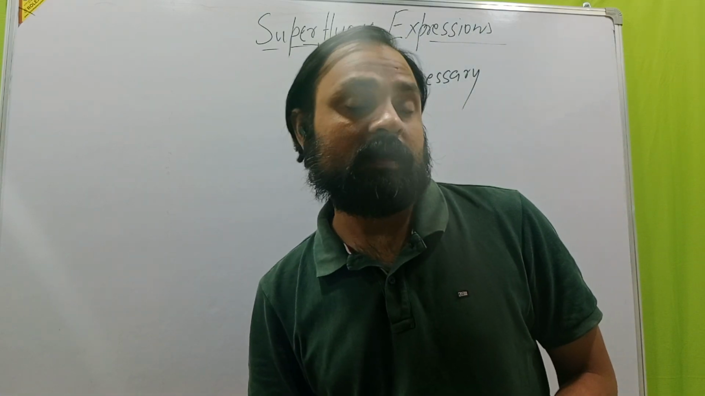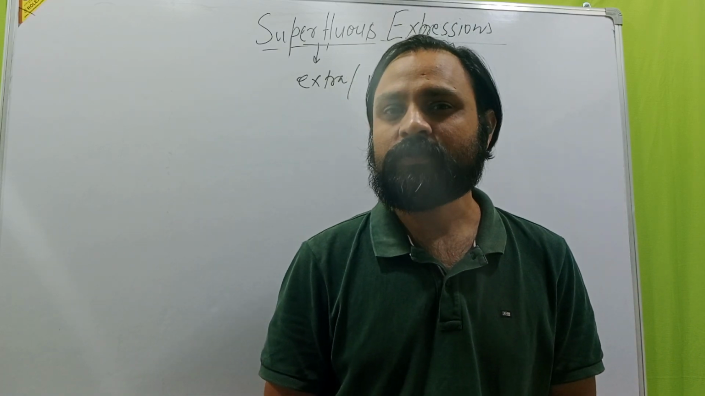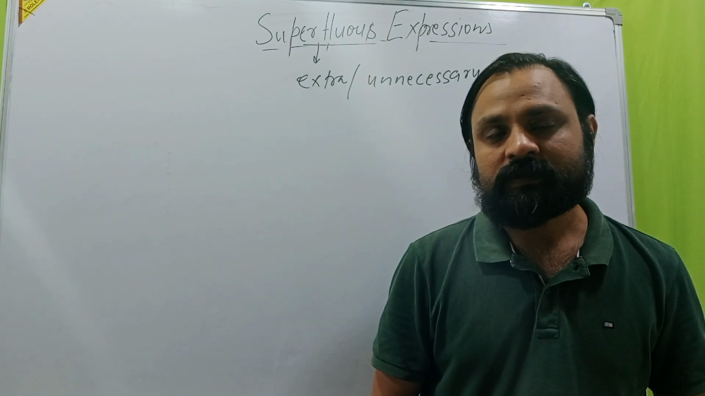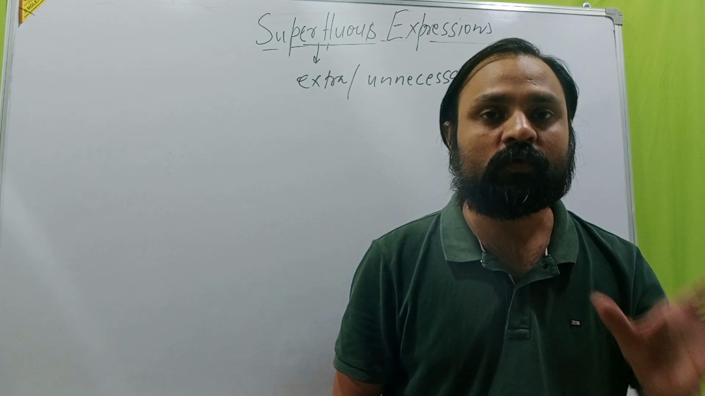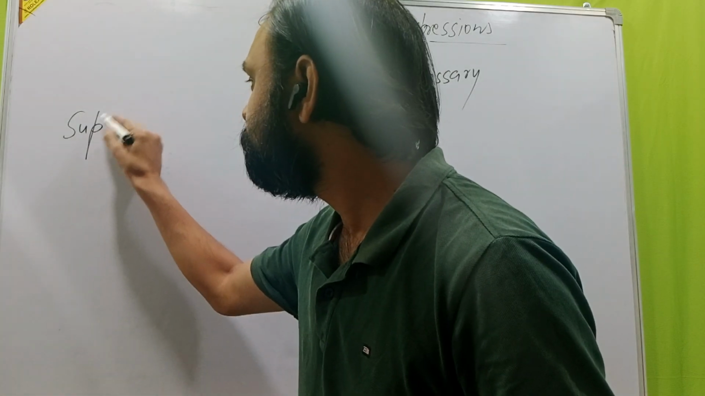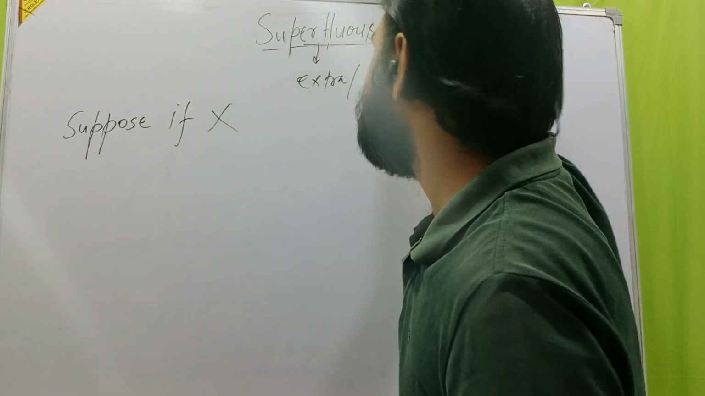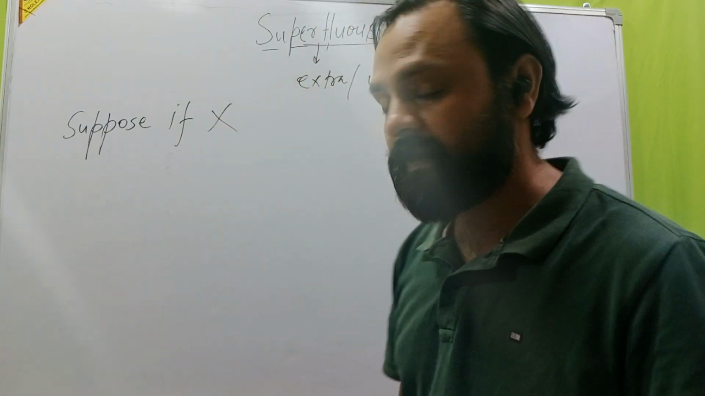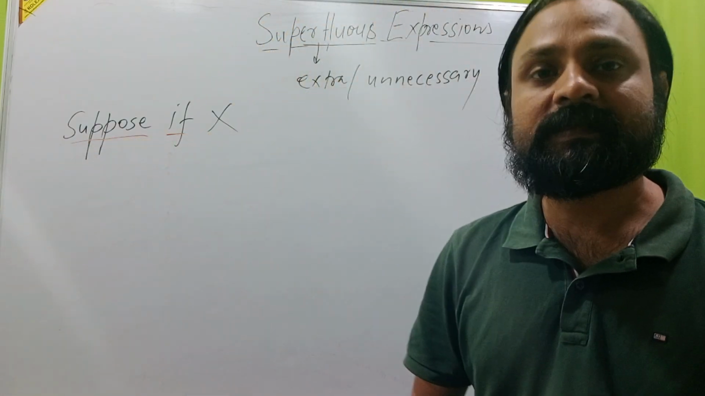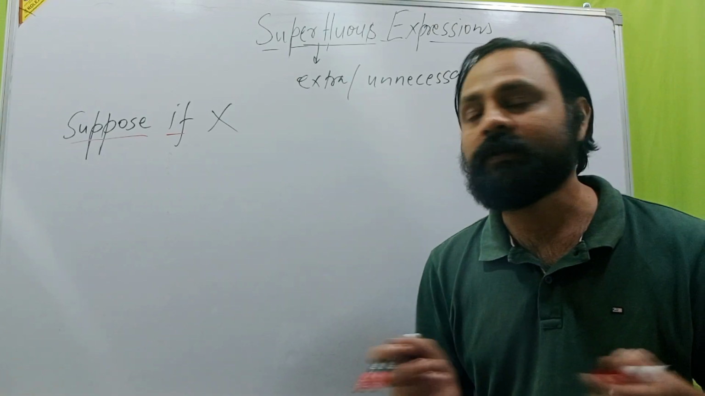So let's take an example sentence. For example, suppose if I did not make this video, how would you get to know about these superfluous expressions? So what was the sentence? In the sentence I said, suppose if I did not make this video. So suppose if. This is our first superfluous expression for the day. Suppose if. So this is incorrect. Both these words should not be used in combination because both these words mean the same thing. So either you say suppose or you say if, but you don't say both of them together.